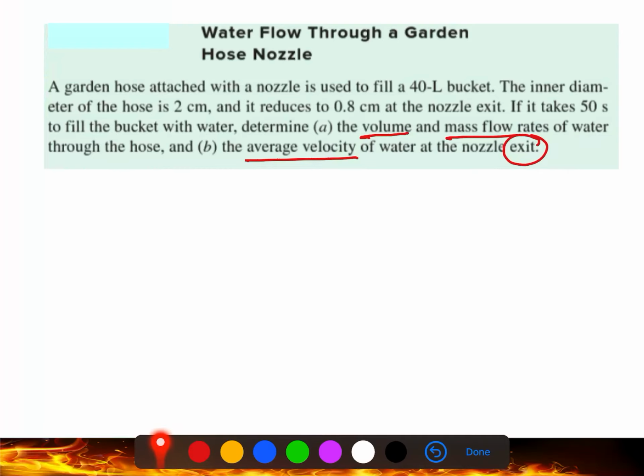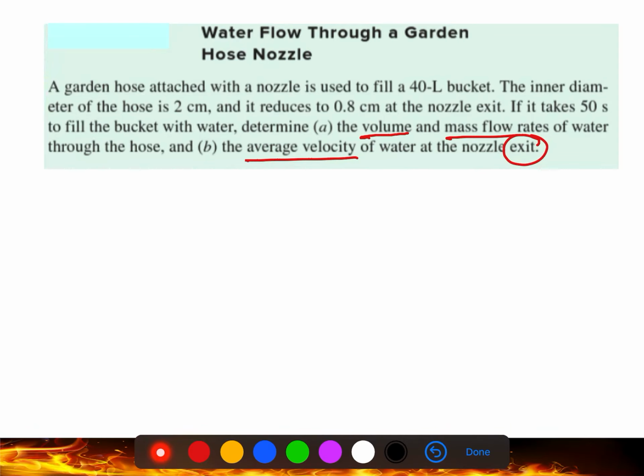We need to use a garden hose to fill a water bucket, and here we need to calculate the volume and the mass flow rate and definitely the average velocity at the nozzle exit.